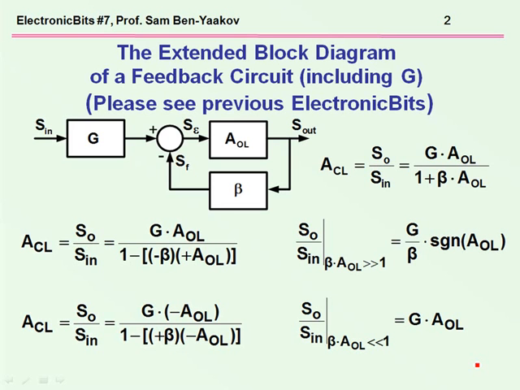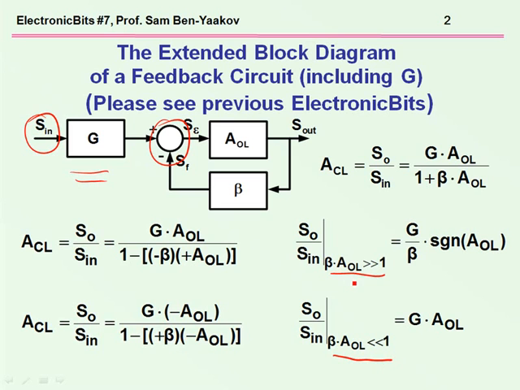As was shown in previous electronic bits, the general block diagram includes a parameter G, which is a transfer function between the input to the summing point at the input. It can be shown very easily, and I'll go over it quickly, that we can divide the operational range of the amplifier into two frequency areas in which either beta A, the loop gain, is larger than 1 or the loop gain is smaller than 1.